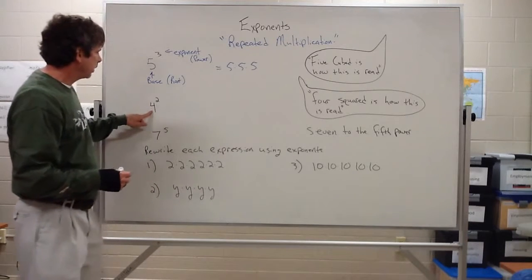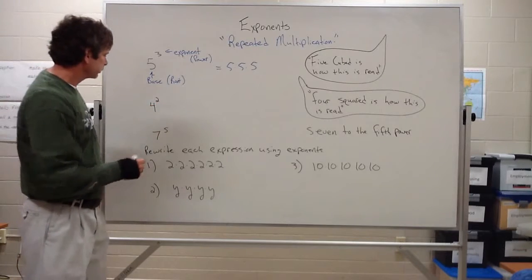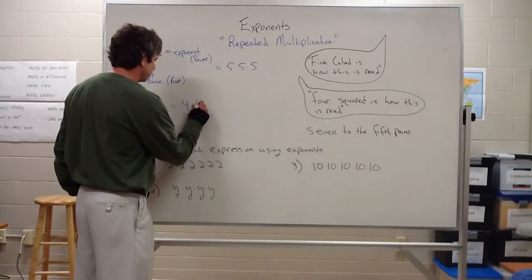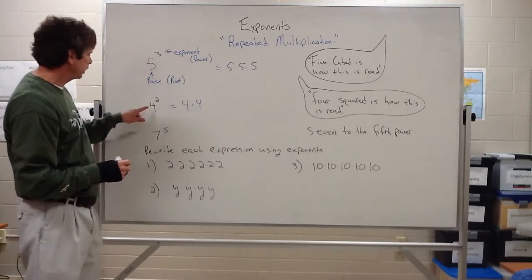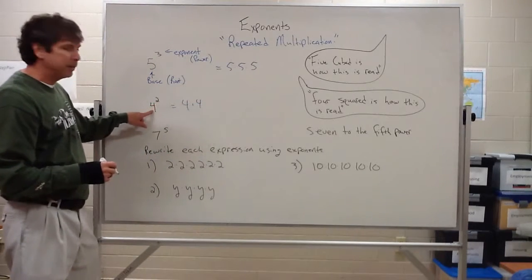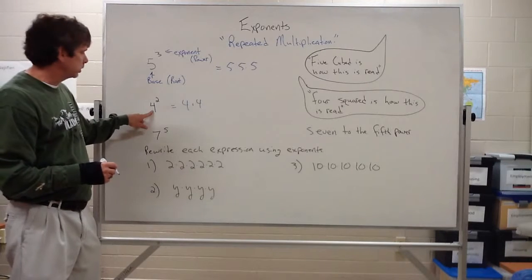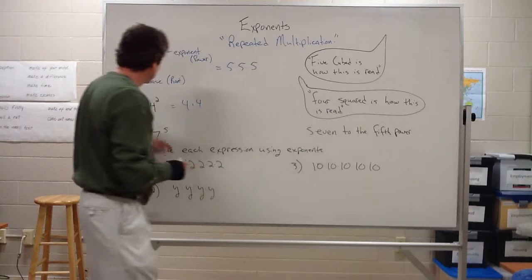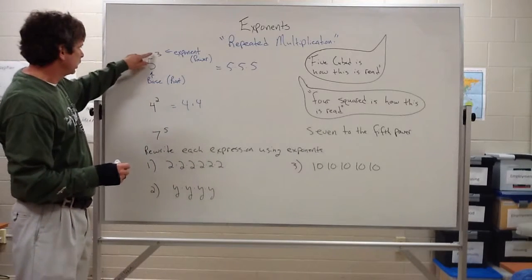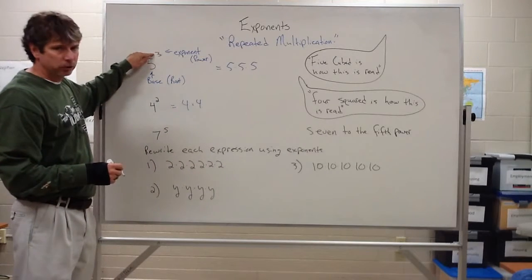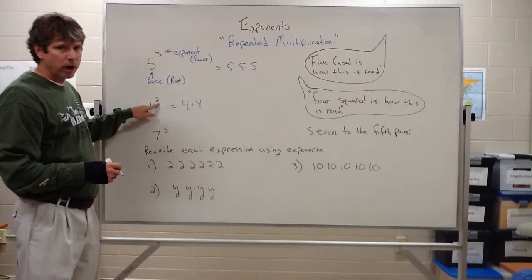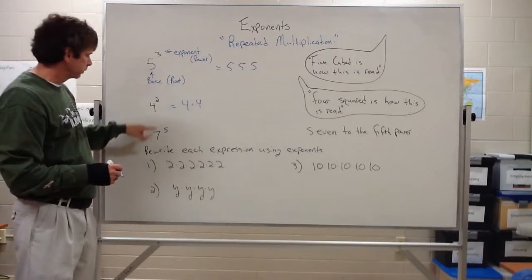Again, the 4 is called the base, the 2 is the exponent. And 4 squared means 4 times 4. So again, this 2 means how many 4s are connected by multiplication. So again, we would read that as 4 squared. So those are some very common ones. Anything raised to the third power, we usually use the word cubed. Anything raised to the second power, we commonly say squared.